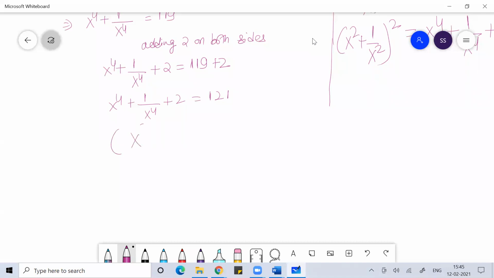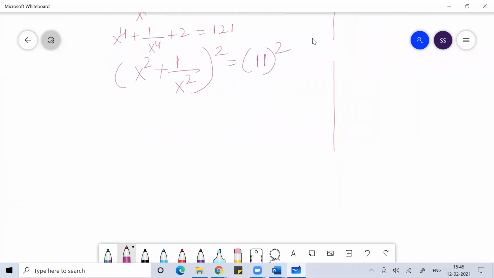So that is the purpose of doing this. I can write this as x square plus 1 by x square whole square is equal to 11 square, since 121 is 11 square. That's why in an aptitude exam, whatever number is given, it is given with some objective. So I can write x square plus 1 by x square is equal to 11.